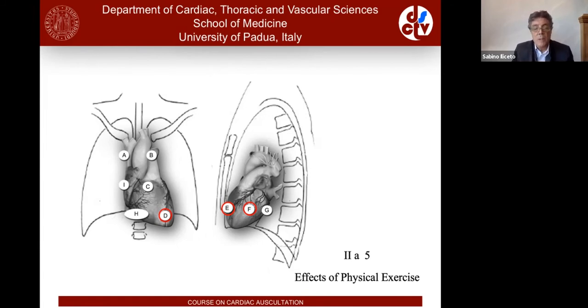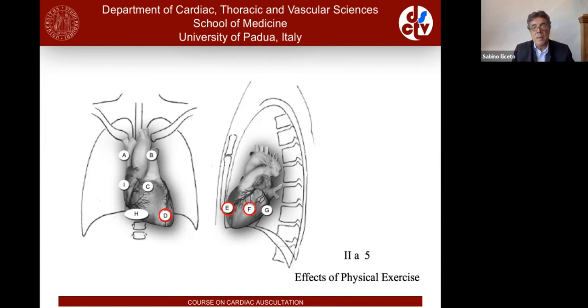But in order to do this, you don't need to put the patient on the bicycle. You just need to ask the patient to make some movement on the bed, flexion from supine to sitting, supine to sitting, supine to sitting. A very, very simple exercise.